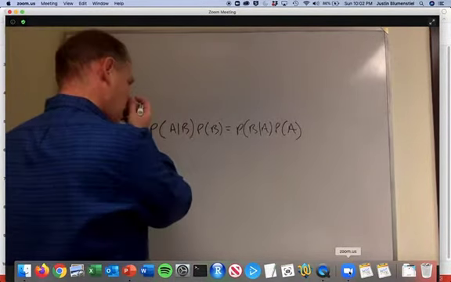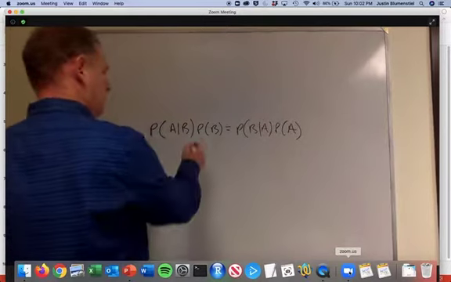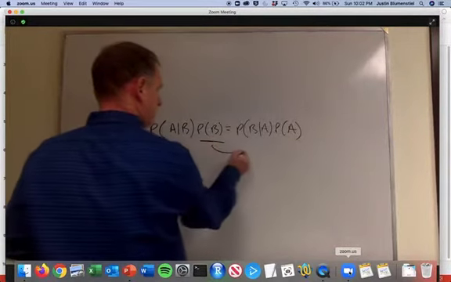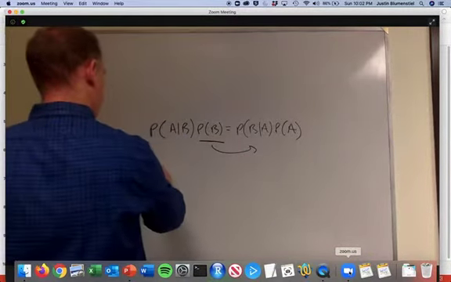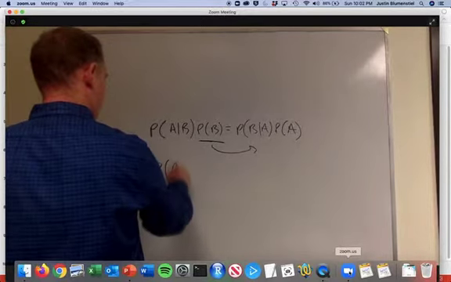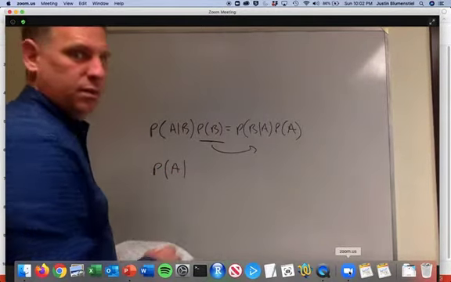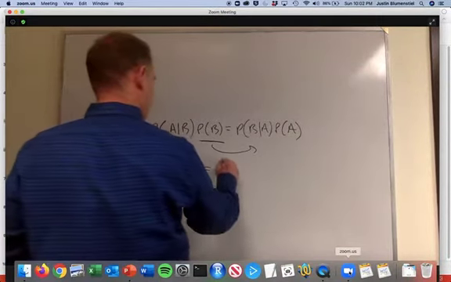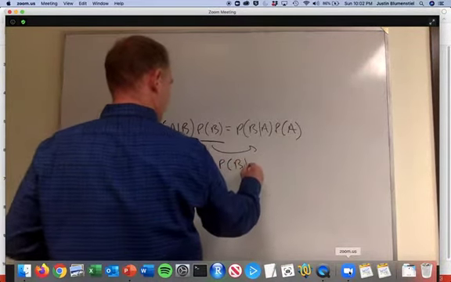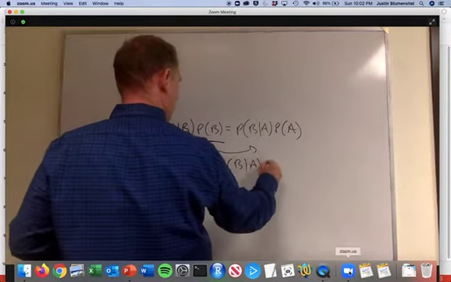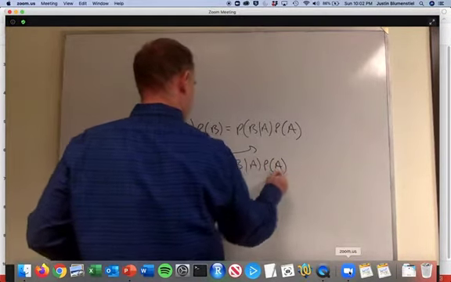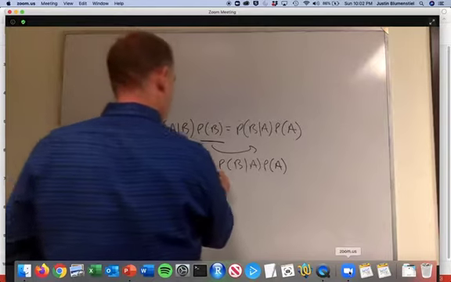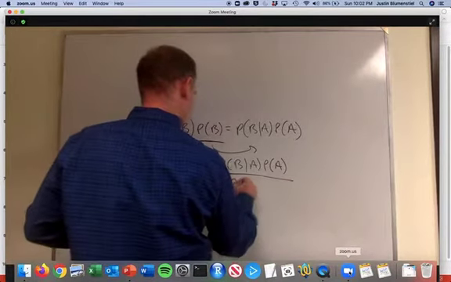Now, we can do a little bit of algebra. We can pull this down over here, and we can rewrite that as the probability of A given B is equal to the probability of B given A times the probability of A, all over the probability of B.